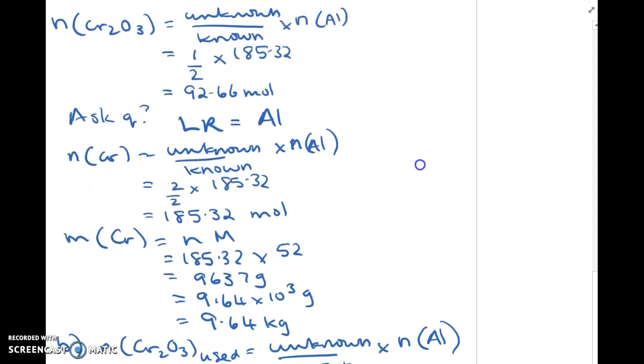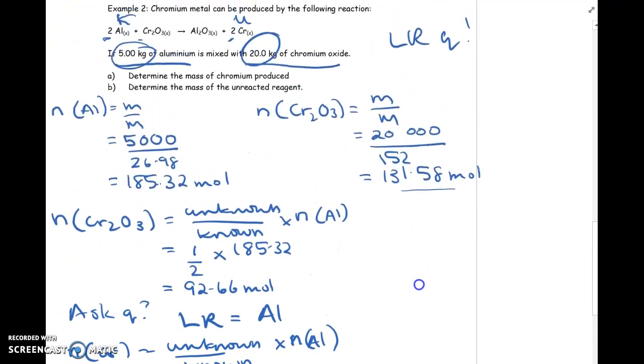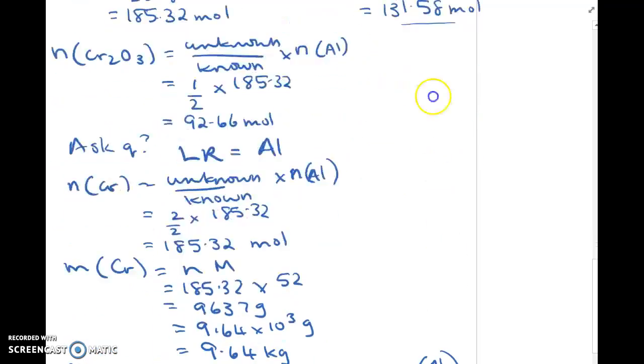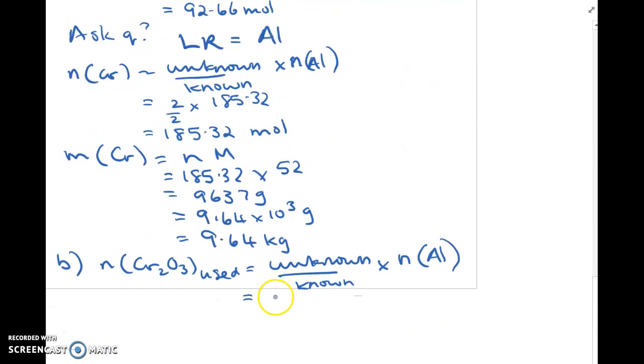Going back to the balanced chemical equation, our unknown is 1. Our known is 2. So 1 over 2 times 185.32, and it comes out to 92.66 moles, which, by the way, if you haven't noticed already, we did earlier because we luckily chose the correct one. We guessed it, so we were lucky.